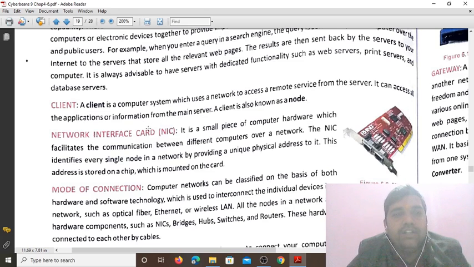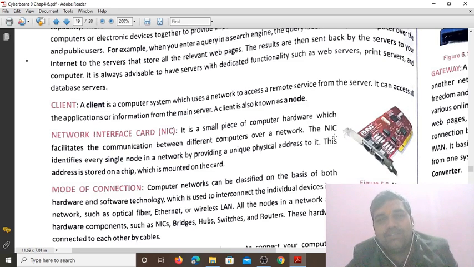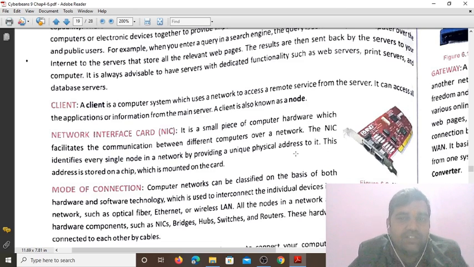Next is the component network interface card, NIC. This is a small computer hardware. You can see this is a NIC, diagram of the network interface card. It is needed. If NIC is not present in the computer, you cannot communicate over the internet. It is a small piece of computer hardware which facilitates the communication between different computers over a network. The NIC identifies every single node in a network by providing a unique physical address.